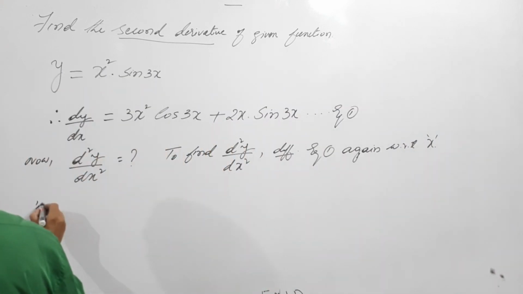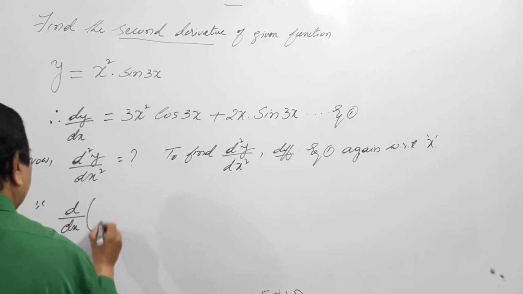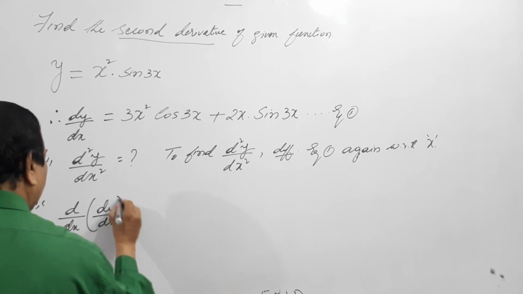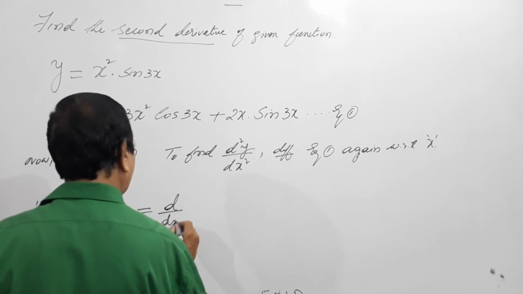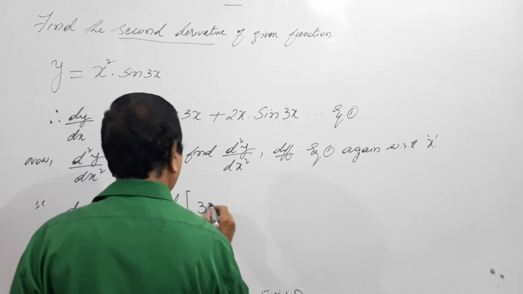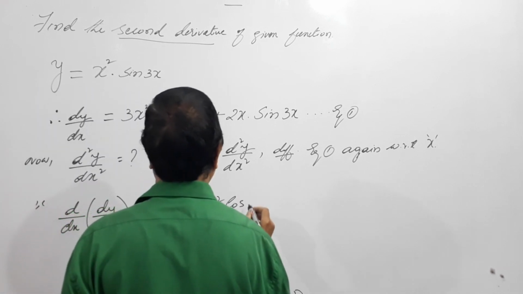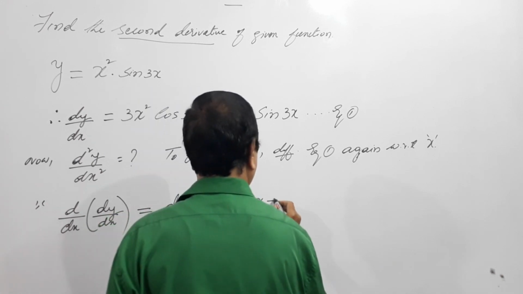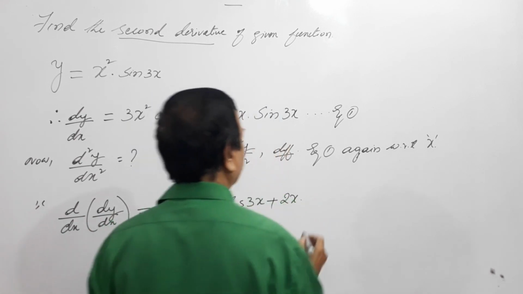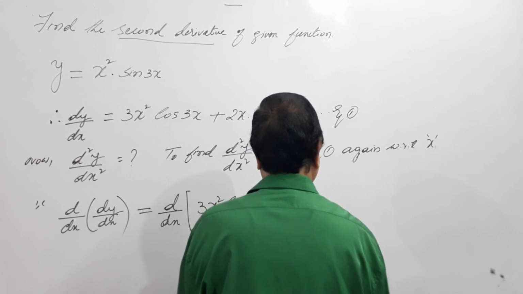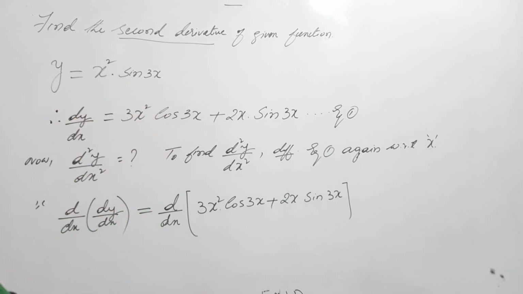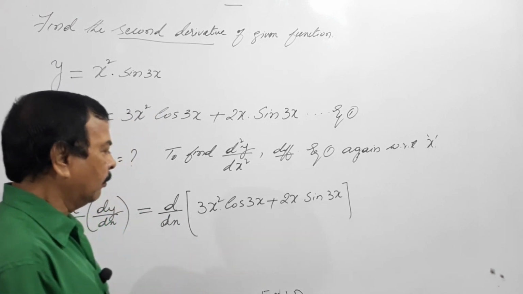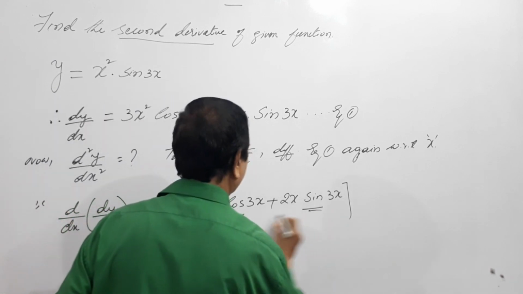What happens? That is d by dx of dy by dx equals what? What is dy by dx? Dy by dx is this. So I will write d by dx of 3x square into cos 3x plus 2x into sin 3x. We are going to differentiate this again to obtain d square y by dx square. What happens to this? Again we have to use the product rule because we have two functions here. So use the product rule.